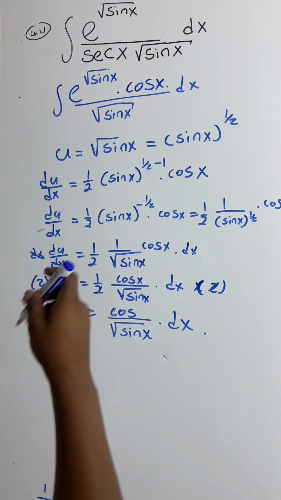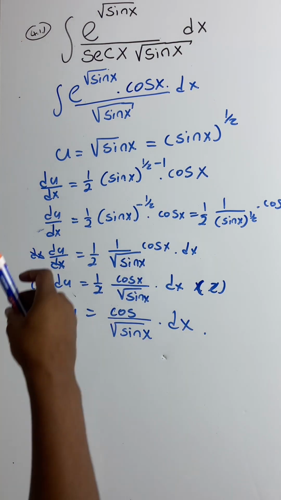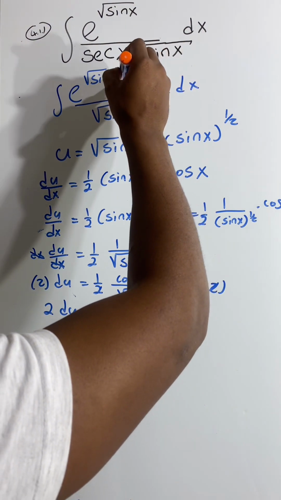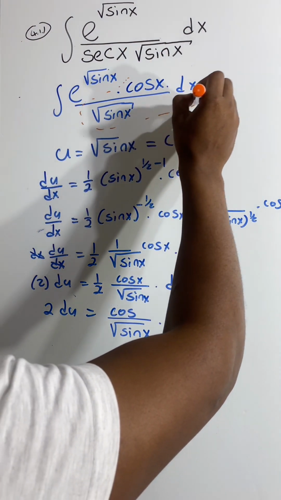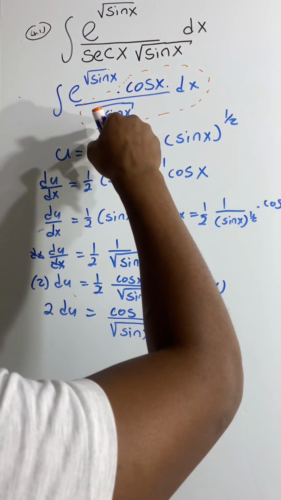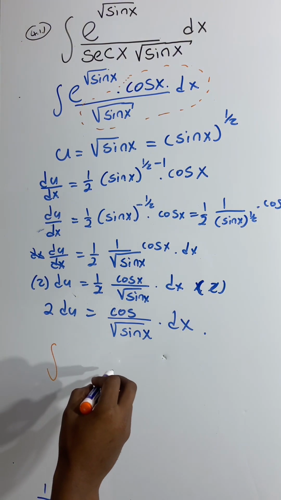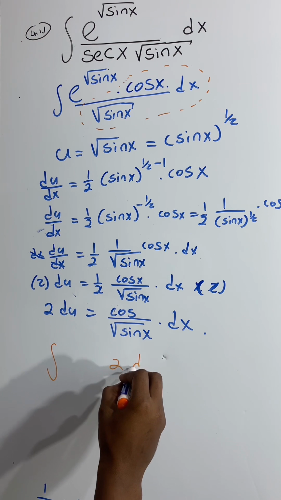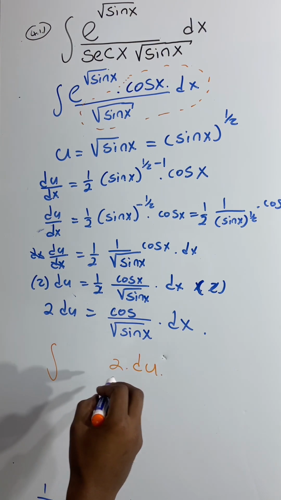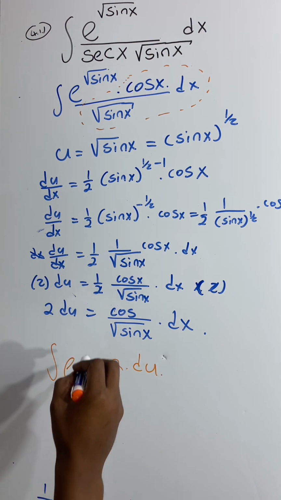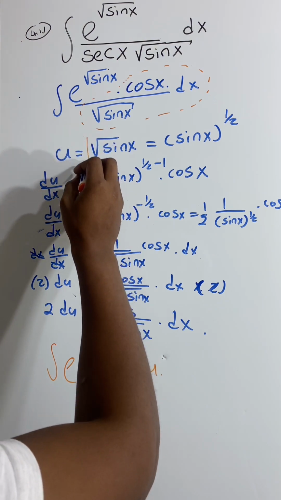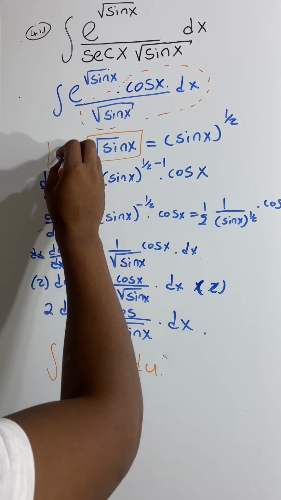So in the place of cos x dx over the square root of sin x, we will substitute 2 du, and in the place of the square root of sin x, we substitute u.